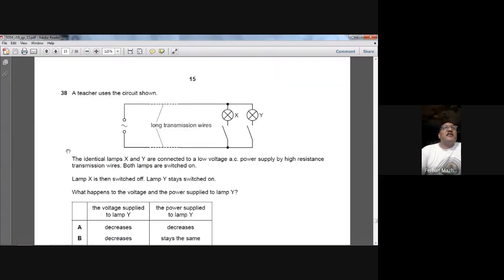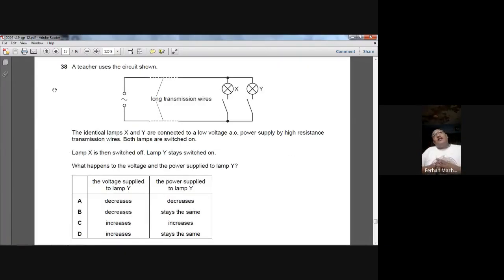Question number 38 is on your screen. A teacher, it is a very tricky question. A teacher uses the circuit shown. The identical lamps X and Y are connected to a low voltage AC power supply by a high resistance transmission wire. So these transmission wires, these wires which are bringing in the current and taking back the current, they are not the wires which you study in your course.